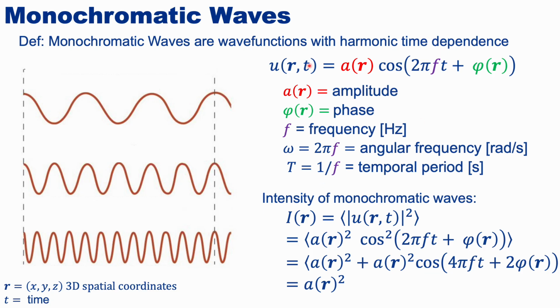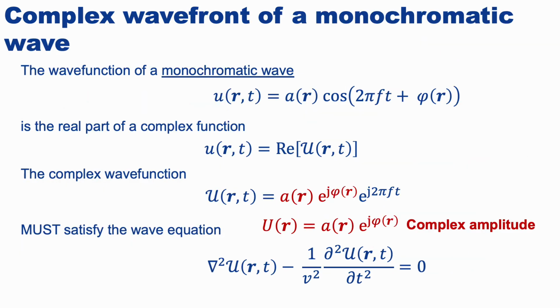If we define the monochromatic wave as a cosinusoidal or sinusoidal function, then the intensity of the monochromatic wave, when we perform the average with respect to time across a period, is just the square of the amplitude, because we have assumed that the amplitude here is real.